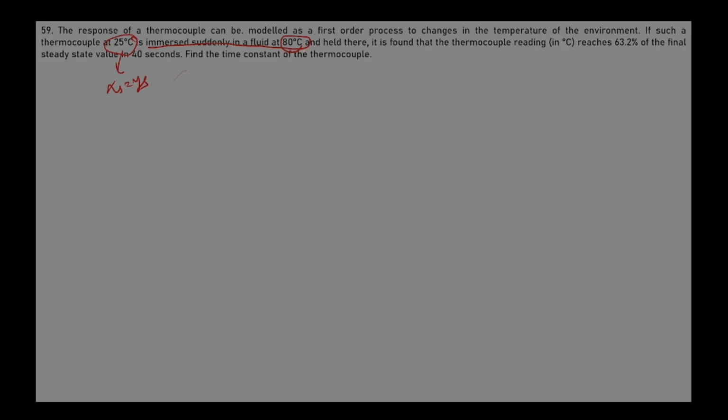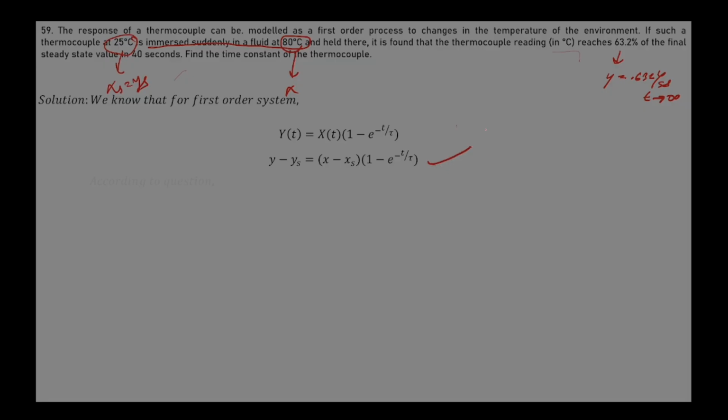We have solved these kinds of questions, and this is x. It is found that the thermocouple reading reaches 63.2% of the final steady state. So we have y as well: 0.632 of the final steady state, y as t tends to infinity. So very first, this is the thing.